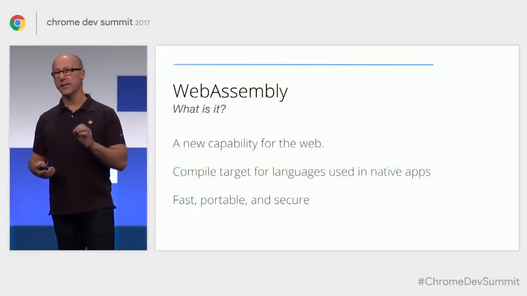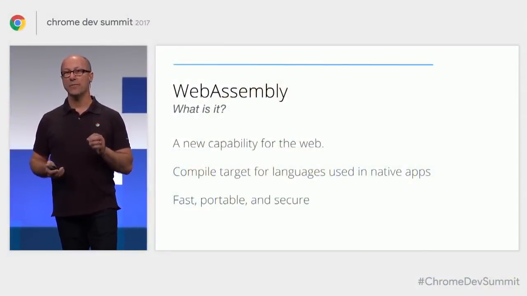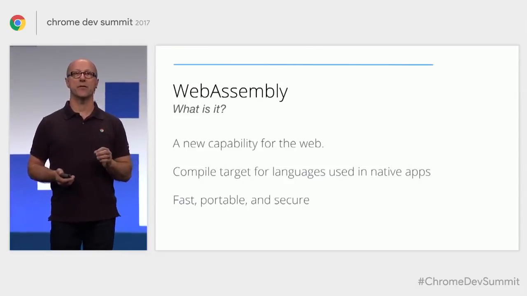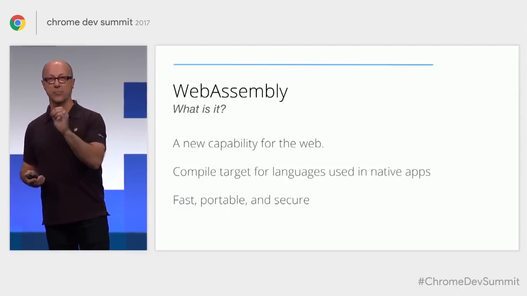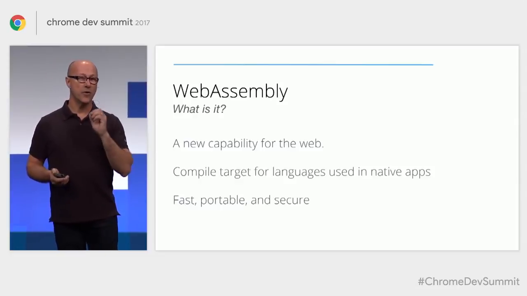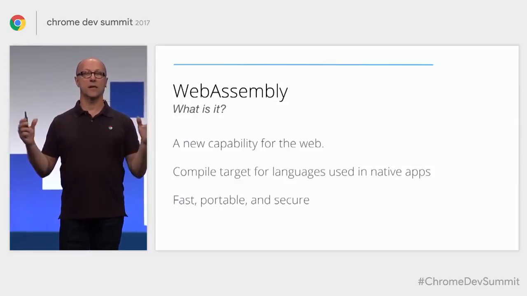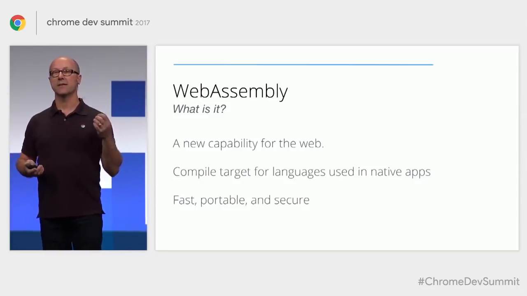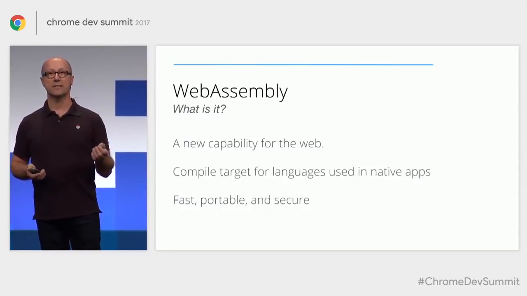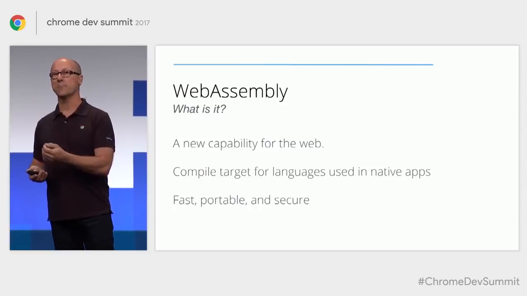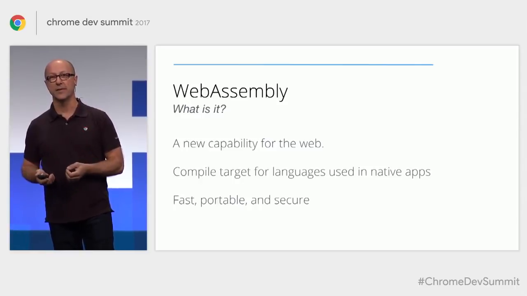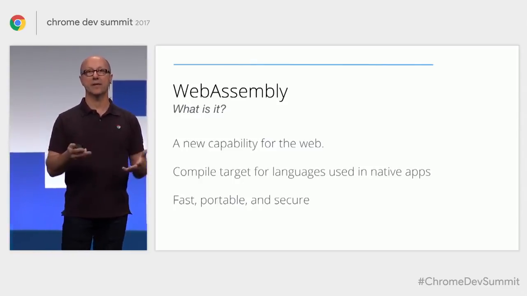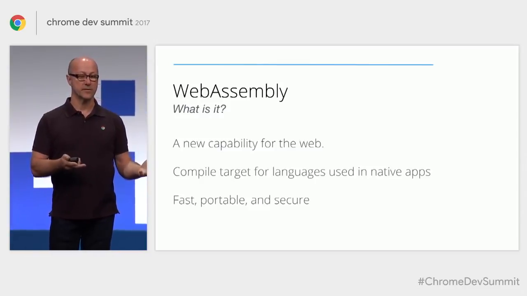It's a new capability for the web. It's a way that you can build really high-performance code and have it run inside your web application. It's also not a replacement for JavaScript. It works alongside JavaScript. So what it enables you to do is to take things like C++ and Rust and compile it into what we call a WebAssembly module, or WASM module. Now, you can load that into your web application and call it from JavaScript.